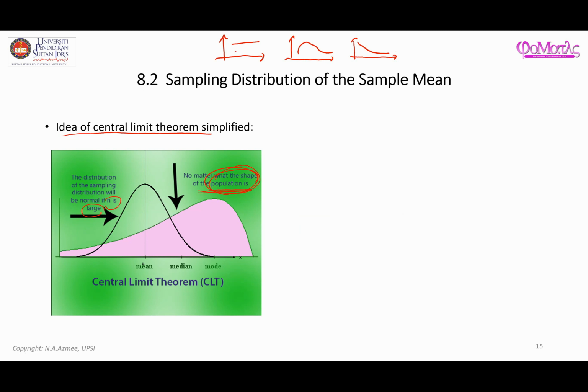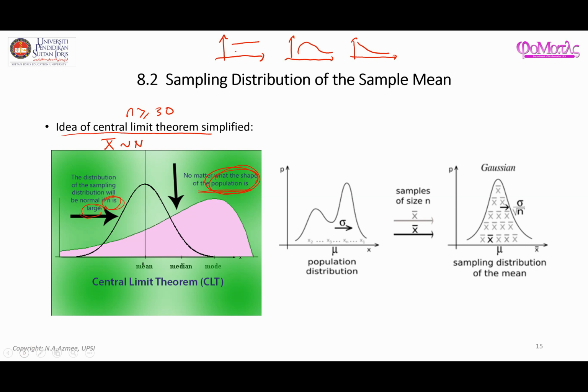It doesn't matter what the distribution is. The sampling distribution of x bar is going to be normal, provided that the sample size we take is large. And usually they say that a large sample size is when n is greater than or equal to 30. Okay, so that's the idea.